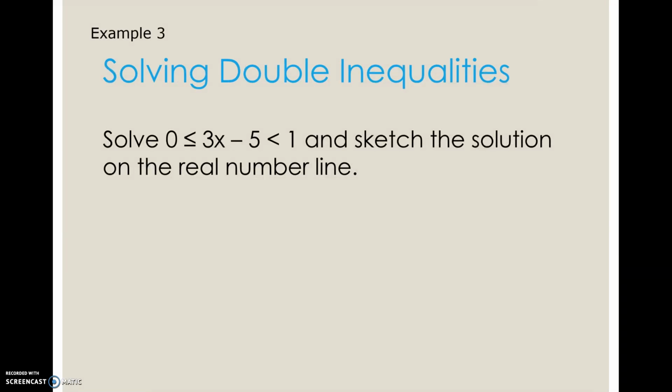Take a moment and write this example down. 0 is less than or equal to 3x minus 5 is less than 1. I'm actually going to rewrite it. This type of inequality, basically treat it like there's just 3 sides. The goal is to get just x in the middle. So whatever you do in the middle to get x by itself, you have to also do on the left and on the right. So we are going to add 5 to all 3 sides.